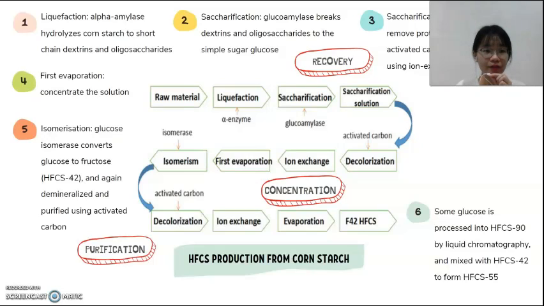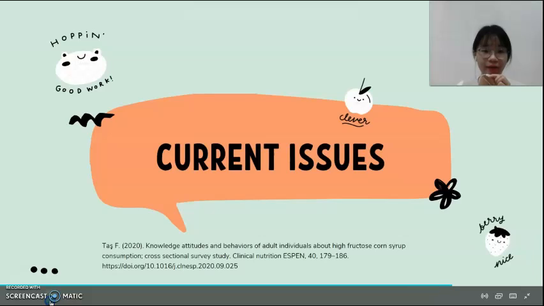Next, first, evaporation is used to concentrate the solution. Later, isomerization, where glucose isomerase converts the glucose to fructose and again demineralized and purified using activated carbon. Some glucose is processed to HFCS type 90 by liquid chromatography and mixed with HFCS type 42 to form HFCS type 55. Next, we proceed to the current issues.